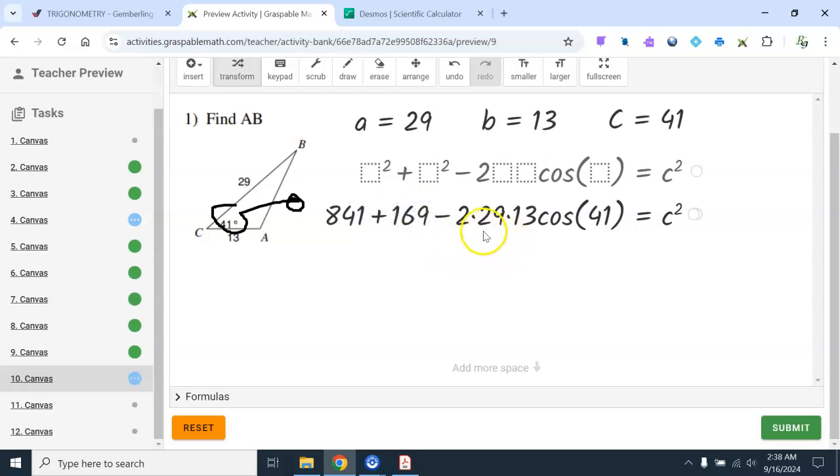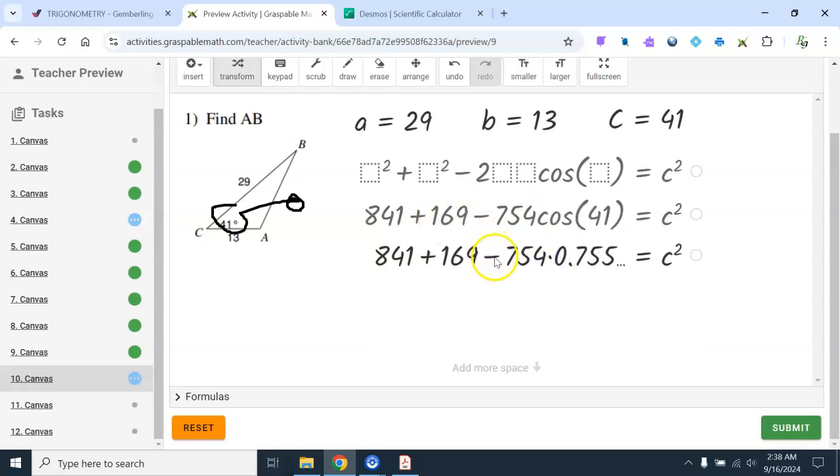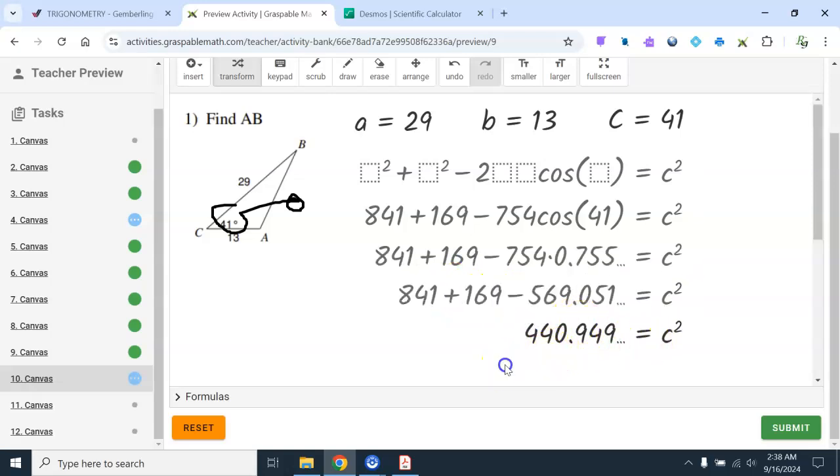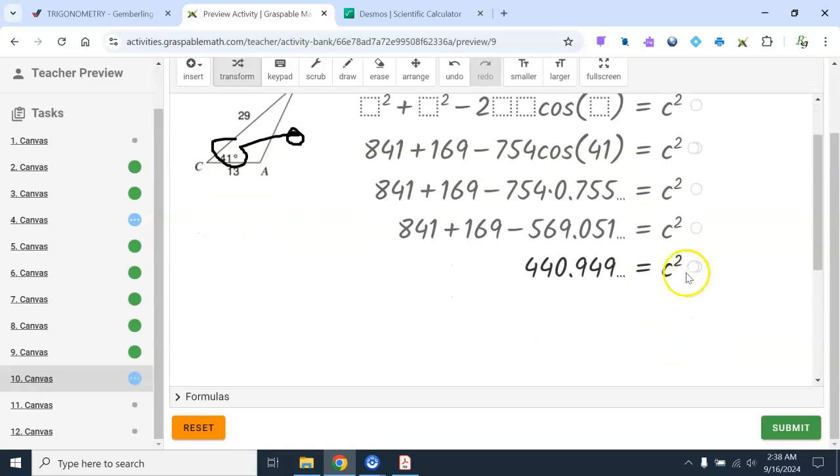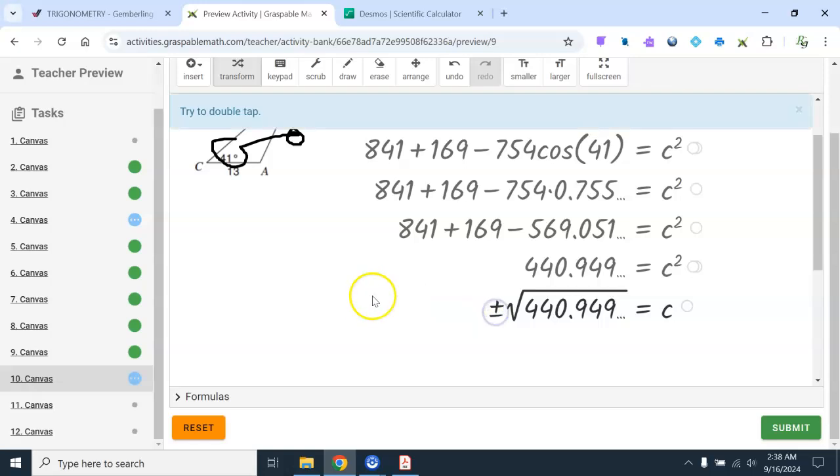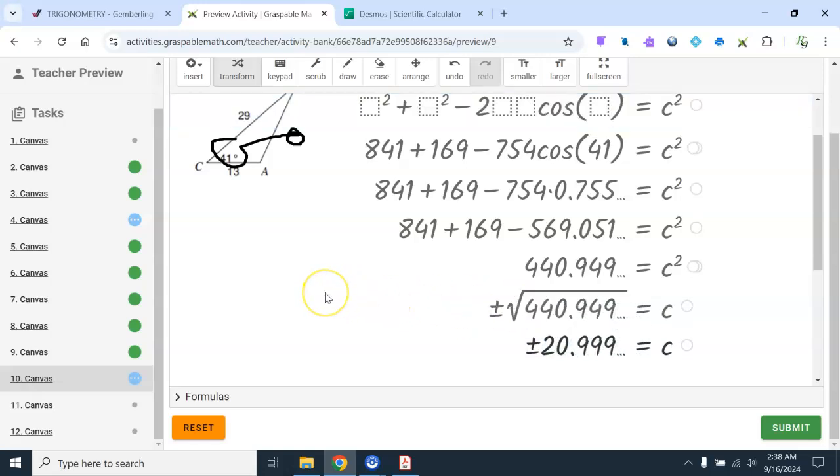So in solving these problems, again, I would suggest just doing it all in one big step on your calculator. So we end up with approximately 440.949. So take the square root of that. We're going to get an answer of almost 21, so 20.999.